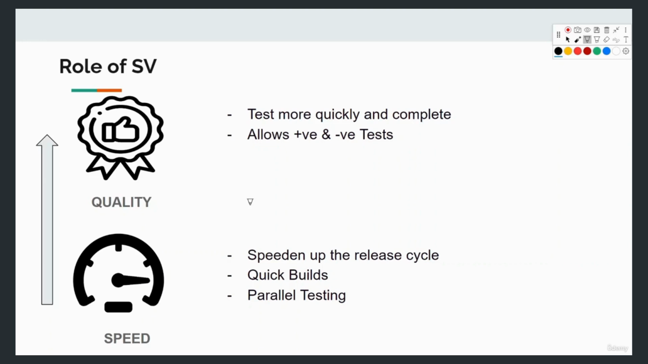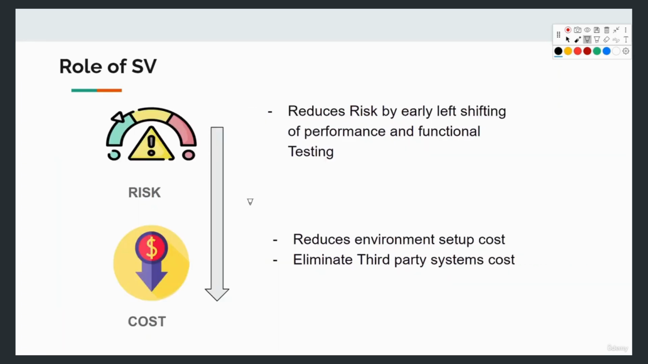And the next thing is that it speeds up the release cycle. So how will it speed up the release cycle? Since we practice our tests quickly and also completely end to end, for sure that will speed up the release cycle, and we can deliver the product within the timeline. Similarly, we have the quick builds there. So quickly the other functionalities are implemented, and executable code is sent to the build phase, right? And parallel testing also, which we have discussed earlier.